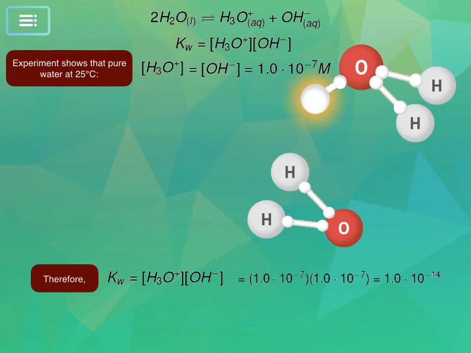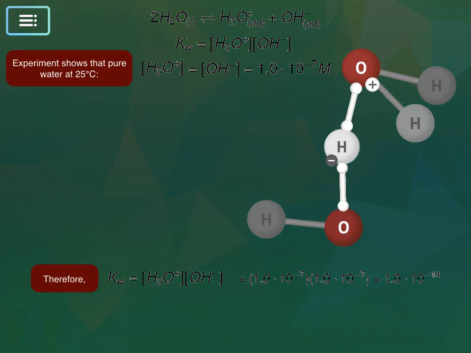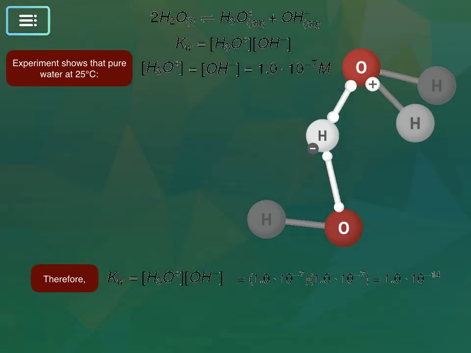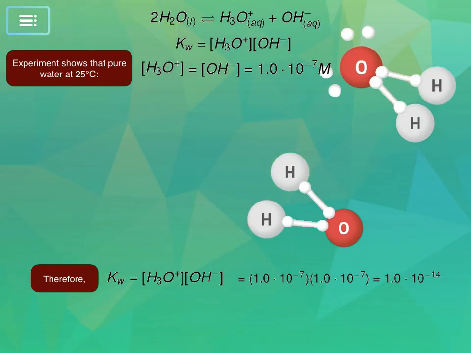Since the concentration of hydronium is 10 to the negative 7th molar, and the concentration of hydroxide is equal to this in pure water, the Kw value for water is 10 to the negative 14th.